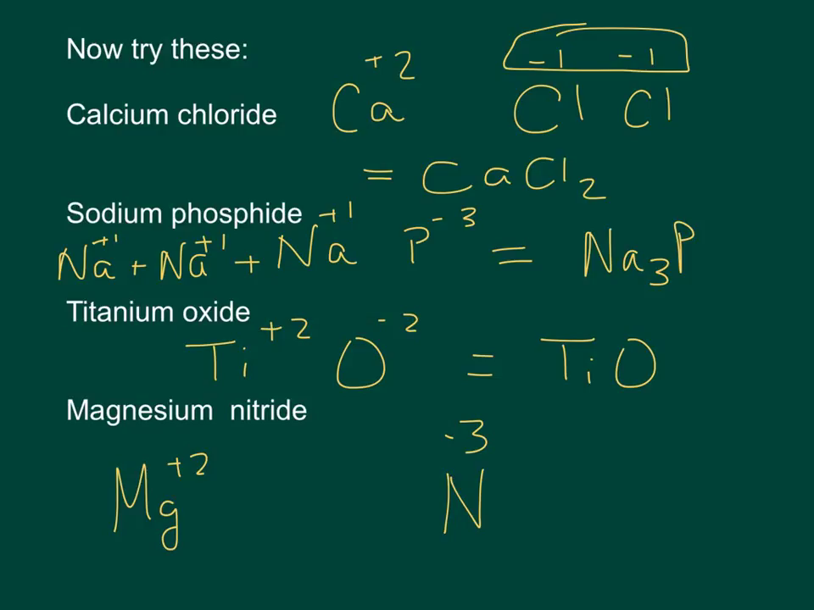Titanium oxide. Titanium is a transition metal. It's got a +2 charge, and oxide is a -2. And those cancel, +2, -2. So we're just going to rewrite it, and we're going to write it TiO.